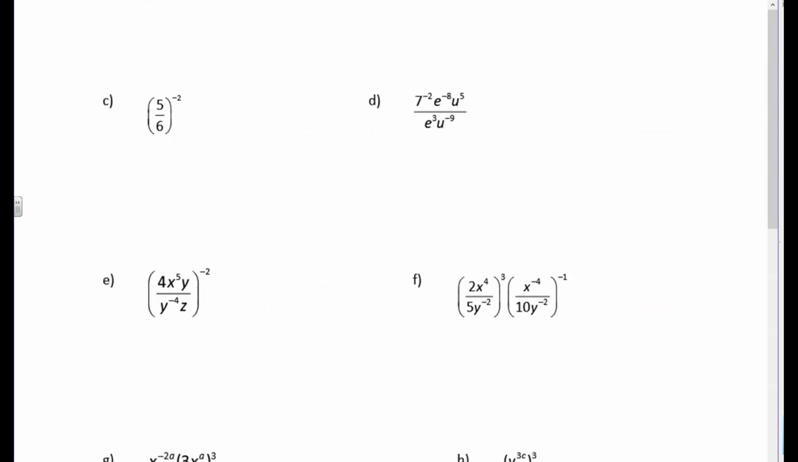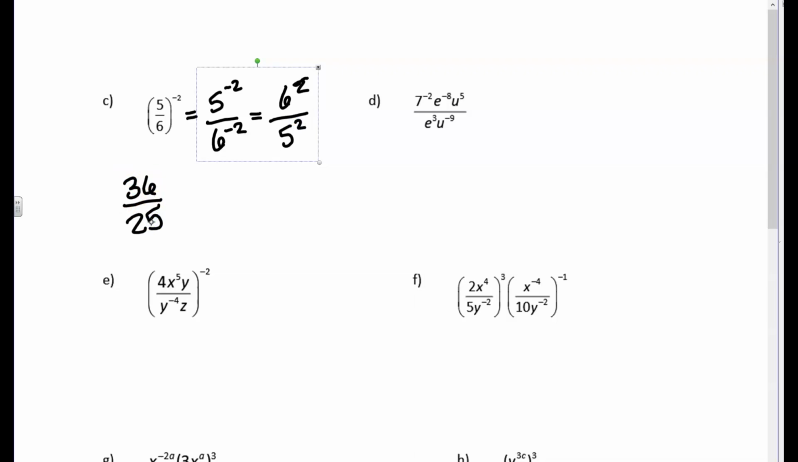Moving right along. Here's some more problems. Now here we've got 5 over 6, to the negative 2. I'm first going to deal with that negative 2 power. I get 5 to the negative 2 over 6 to the negative 2. Now we deal with our negative exponents, which means we're going to flip these guys. I get 6 squared over 5 squared. Now we deal with our coefficients. That's 36 over 25, and there is nothing else to do. We're done.